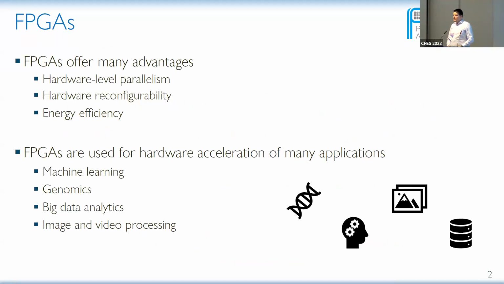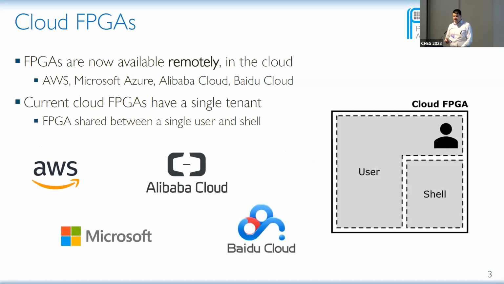So FPGAs offer many advantages. We have hardware level parallelism, we have reconfigurability that also leads to energy efficiency, and that's why they're being used to accelerate many different applications, from machine learning to genomics to big data, also image and video processing. And that's why they're now also available remotely in the cloud. So almost all major cloud service providers now have FPGA instances.